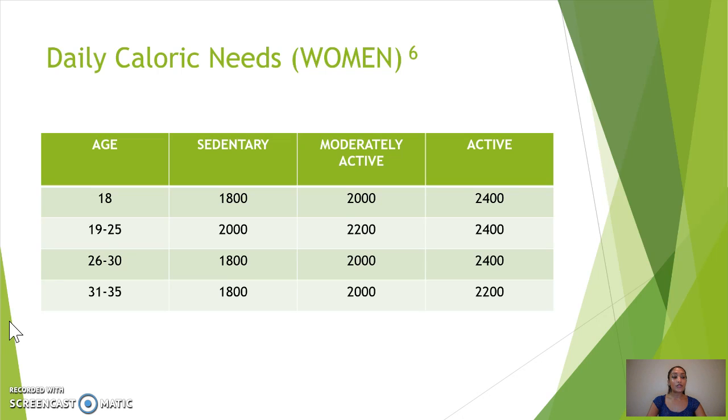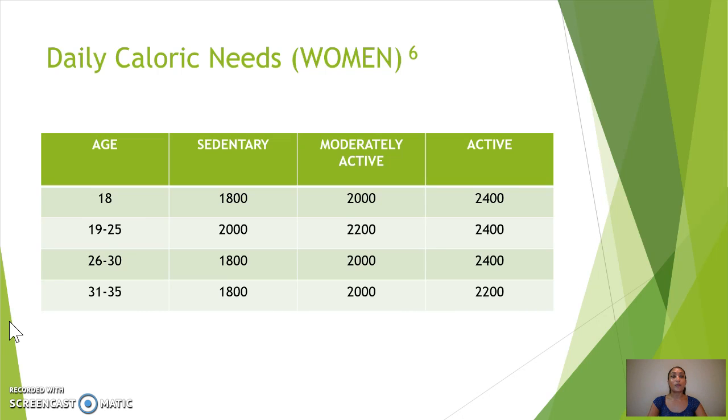And also, if you're 18 years old and active, your recommendation is 2,400 calories per day. Active means that you are working out more vigorously for about 1 hour and 15 minutes each week. It's important to understand that physical activity should be spread throughout the week.